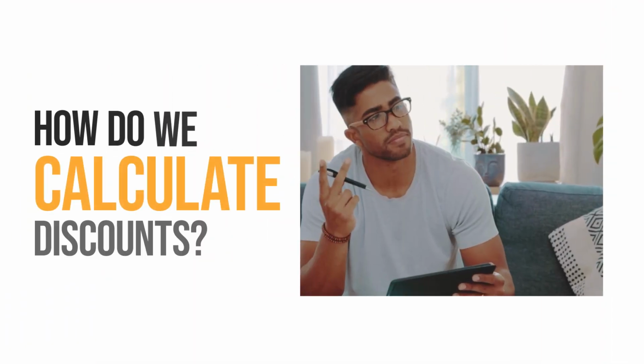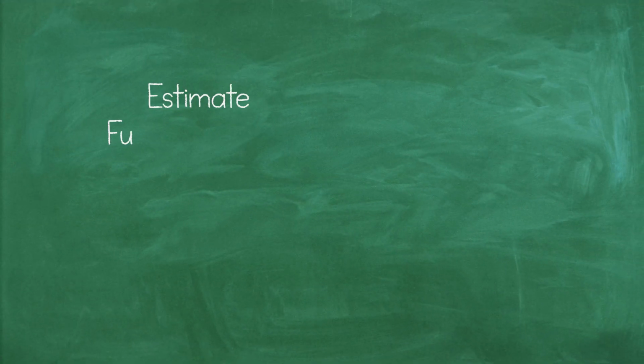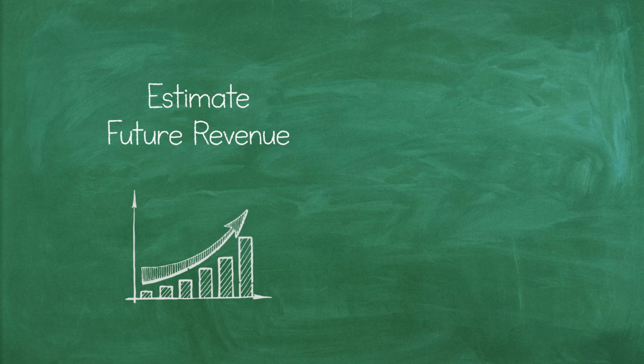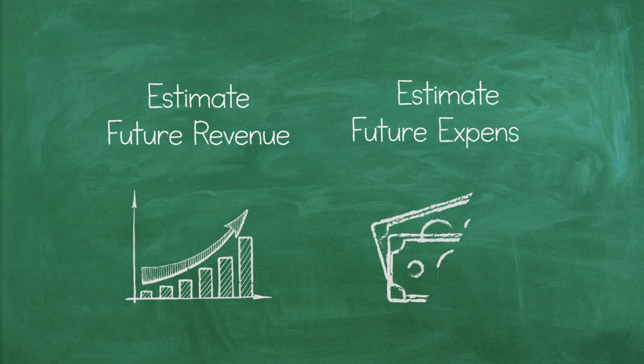So let's go ahead and just get into how we calculate this. The first piece is we have to do some deep diving on the performance of our property and the averages with our property. If we're creating a long-term discount for the future, then we're going to have to estimate our future revenue and we're going to have to estimate our future expenses.